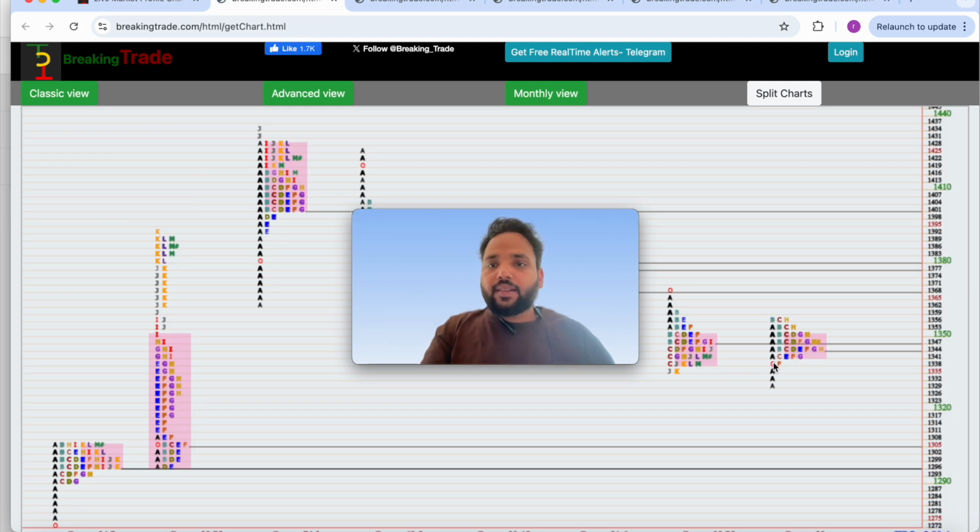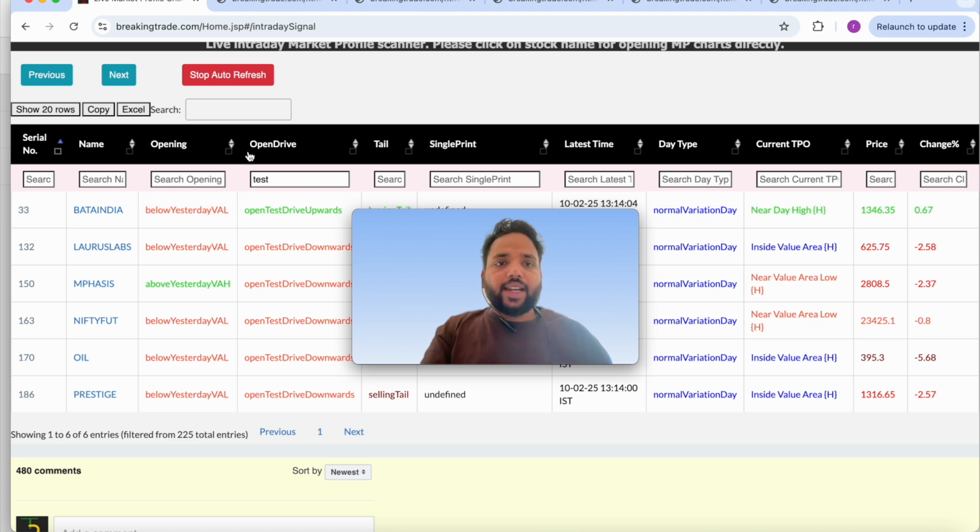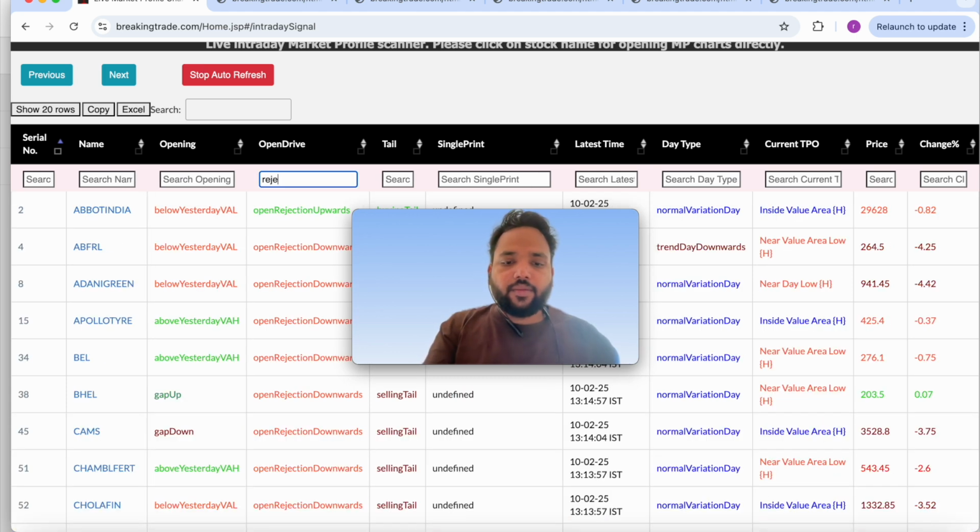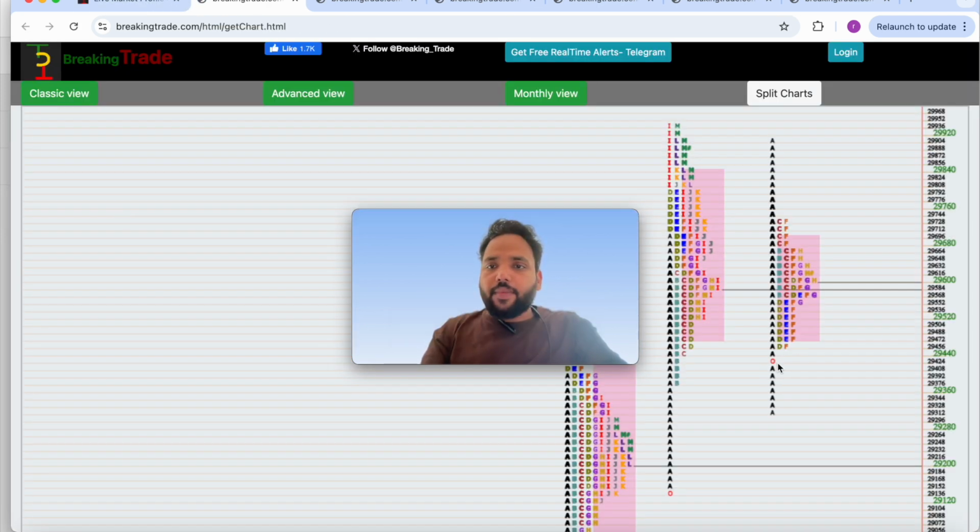Again, Bata India opened here, then it tested the yesterday low, and then it moved a bit in the upward direction. Similarly, let's see the example of rejection here. Let's take the example of Abort India here. See, the market opened here, and then it moved in the downward direction, testing the yesterday open, but later on it reversed the direction.